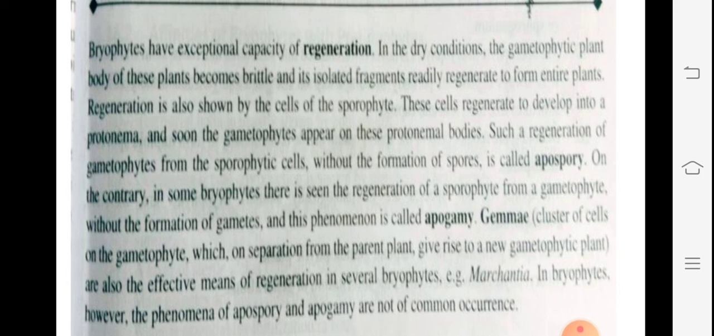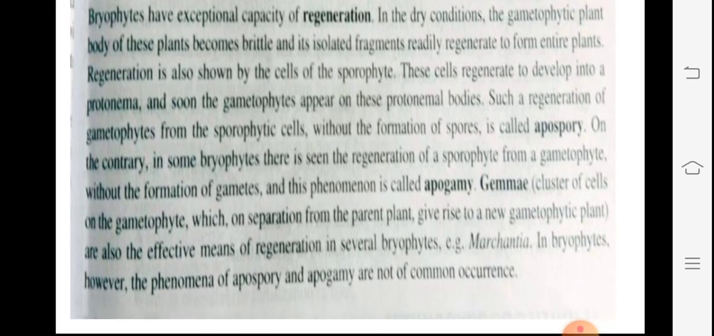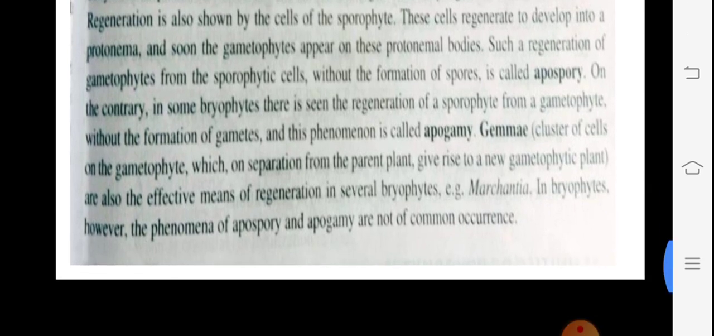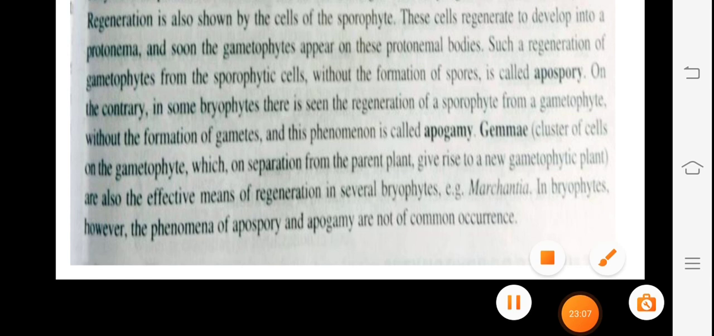Along with these, gemmae are present. They are present in the gemma cup and generally act as a vegetative reproductive organ. But still, after drying conditions, they again develop, so it is called regeneration. So this is our today's lecture. We will go to the next part in the next lecture. Okay, thanks to all.